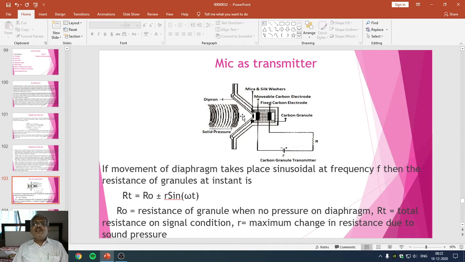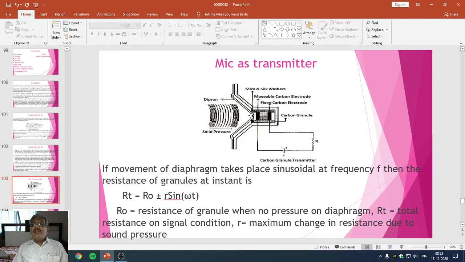So when we start speaking with the subscriber by using the mic in the cradle switch, naturally it will generate acoustic pressure, because the frequency of the sound is continuously changing. It exerts pressure on the diaphragm, proportional to the acoustic speech or sound. The diaphragm starts moving forward and backward. The forward and backward motion of the diaphragm shifts the movable carbon electrode also forward and backward.